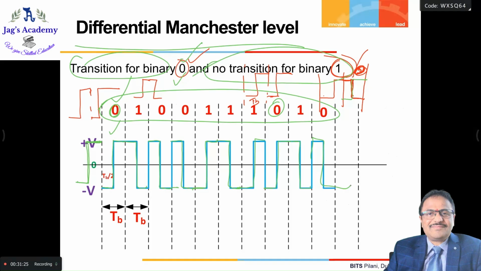This is differential Manchester level, where 0 means transition and 1 means there is no transition. Just write the note in your book. Next, can I have the reverse, the opposite of this? It's possible: 1 means transition, 0 means there is no transition.